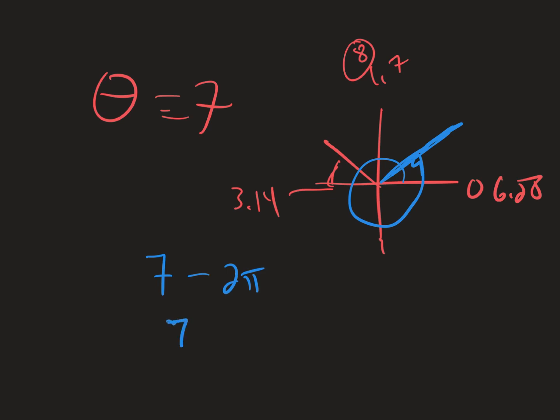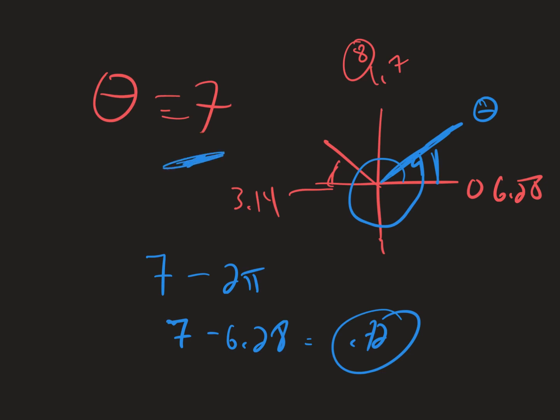And again, if you wanted a decimal equivalent, 7 minus 6.28, and that would be 0.72 radians as the decimal equivalent of that reference angle. Because remember, in quadrant 1, theta is the reference angle, except you've got to break it down to between 0 and 360, or between 0 and 2 pi. Does this give you enough of what you need?